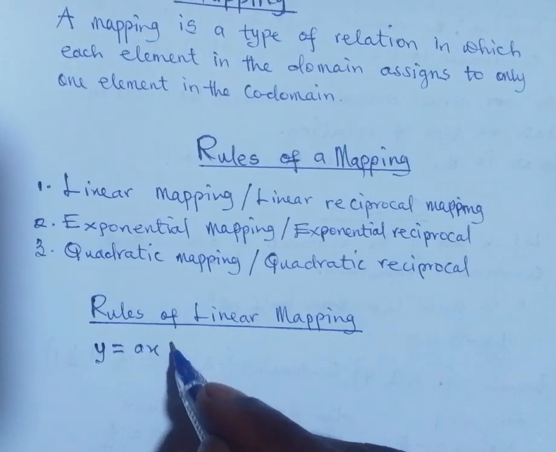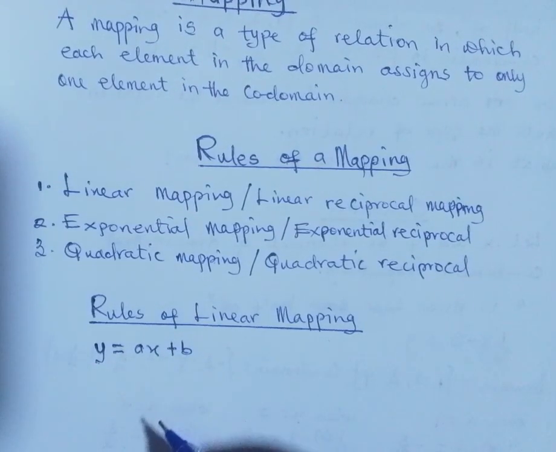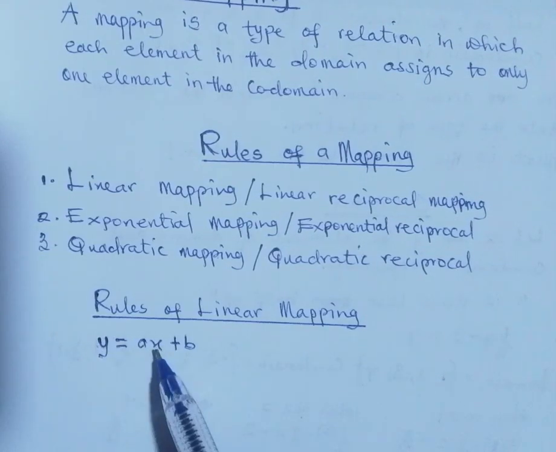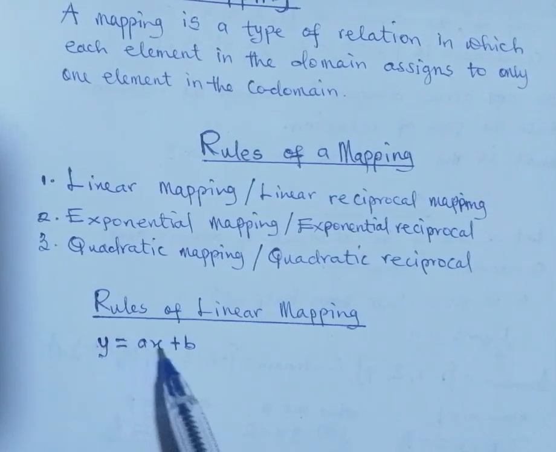Ax plus b. Good. So we can use this as what? A rule for linear mapping. So when we ask you to find the rule of a linear mapping, this is what you use. This is the formula you are going to use.